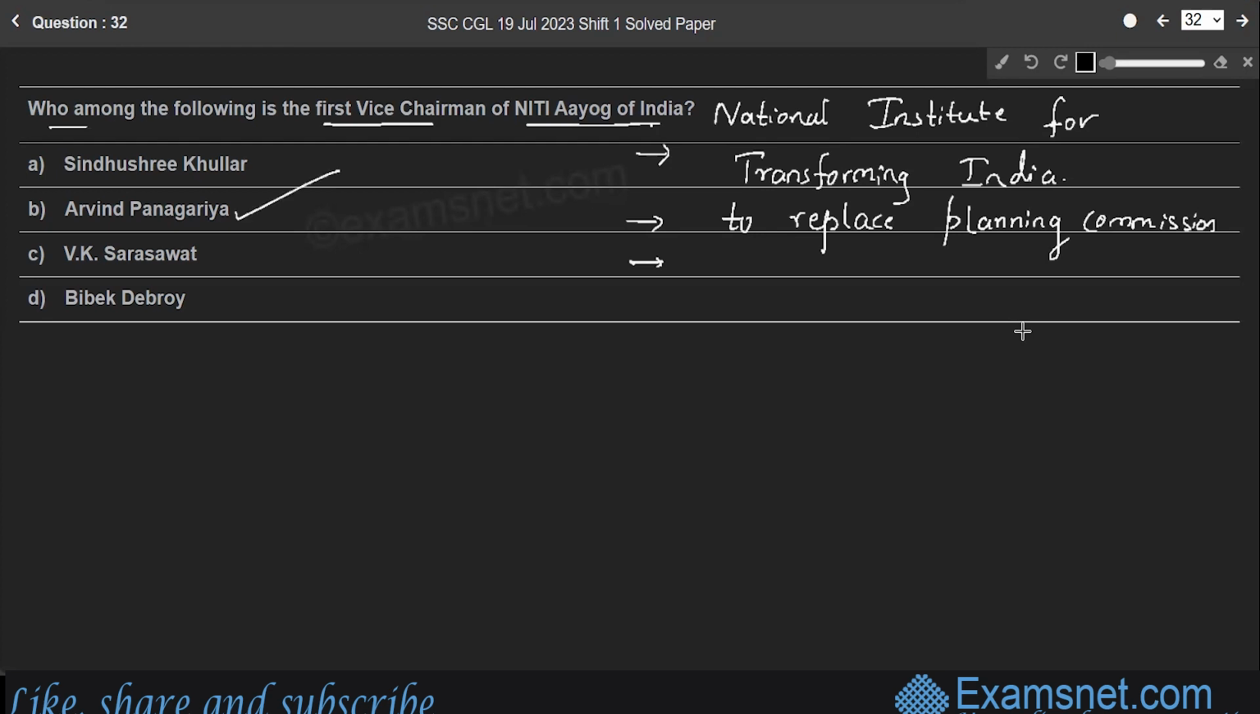Now he resigned from the post and Suman Bery was appointed as the new vice chairman. So he is the vice chairman of NITI Aayog now. Option B is the right answer: Arvind Panagariya was the first vice chairman of NITI Aayog of India.